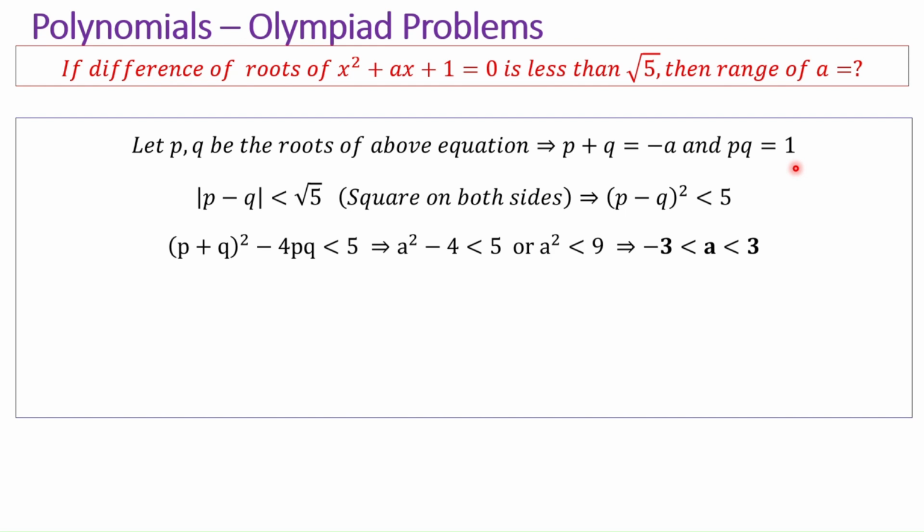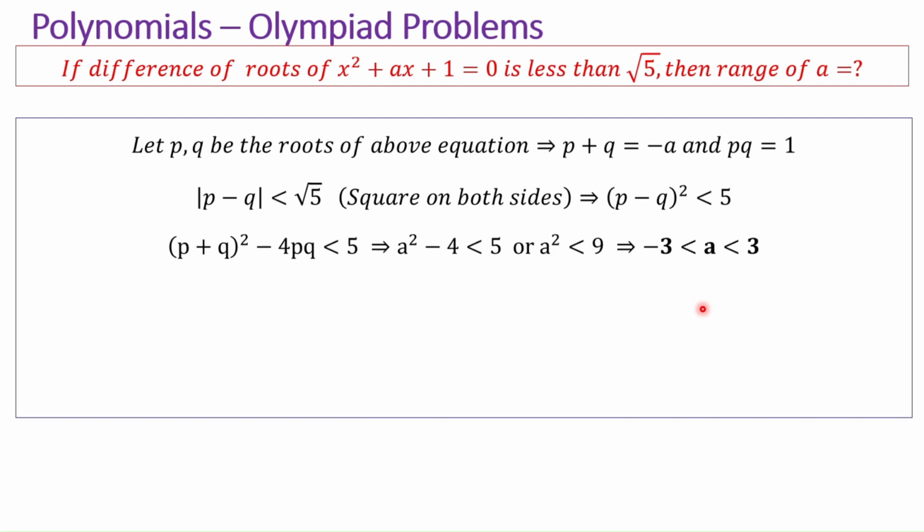Right? So p plus q is minus a. So a square minus 4 is less than 5, or a square is less than 9. Okay, which means a is between minus 3 and 3. Correct? a is between minus 3 and 3. This is what the range of a actually is. But if you look at the equation, you can actually simplify this range further. Okay. Let's see how to do that.